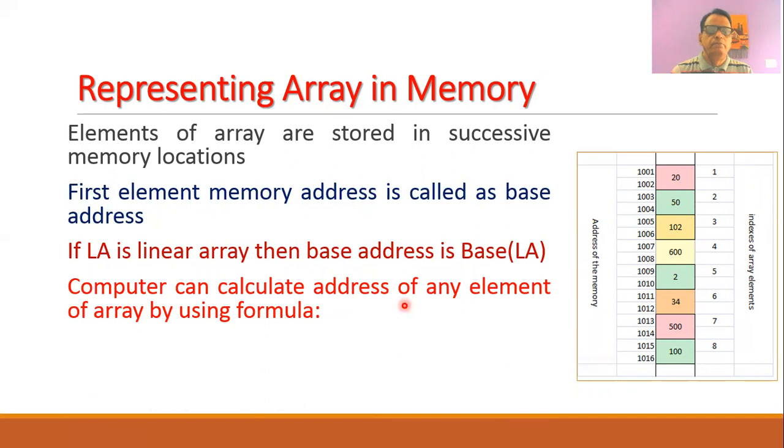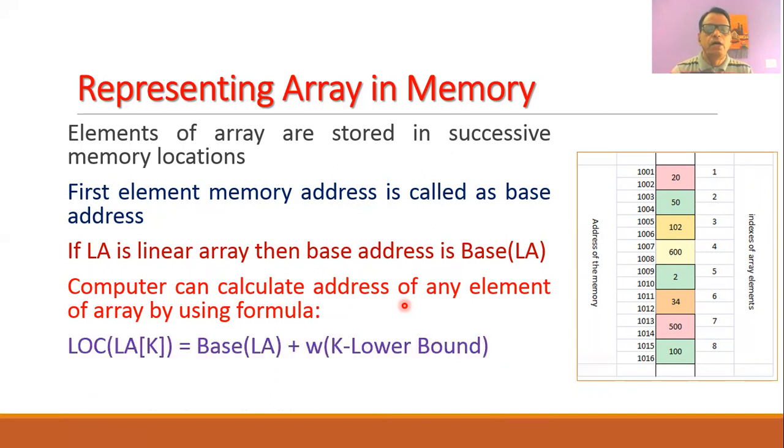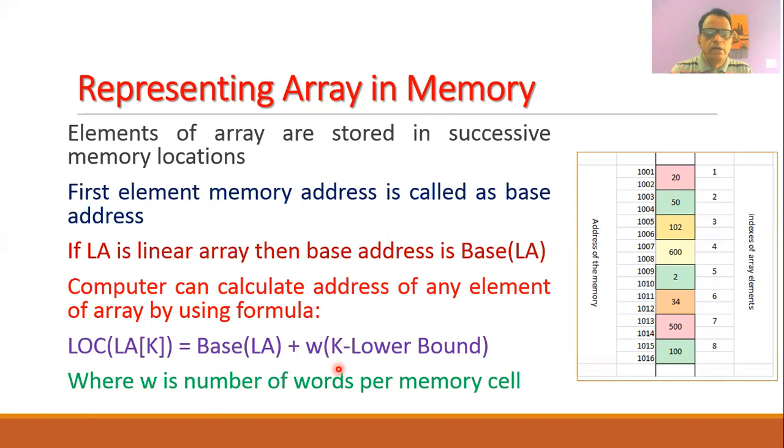Now it is possible that the computer can calculate the address of any element of the array. For such calculation, it is not necessary for the computer to visit each and every element of the array. Instead, we can use a formula: LOC(LA[K]), where we are finding the location of the Kth element, equals Base(LA) plus W times (K minus lower bound of the array), where W represents the number of words per memory cell.